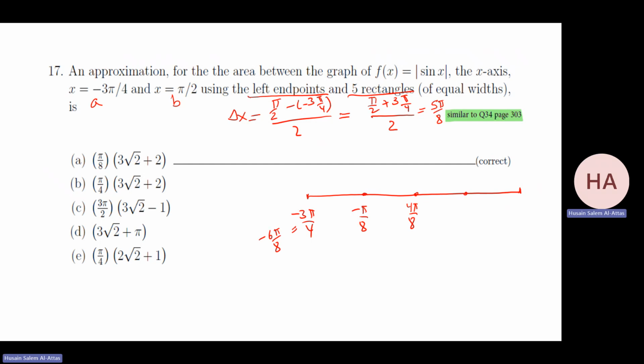I need 5, huh? 1, 2, 3. I need more. Add 5 pi over 8, that will be 9 pi over 8. Add 5 pi over 8, that will be 14 pi over 8.